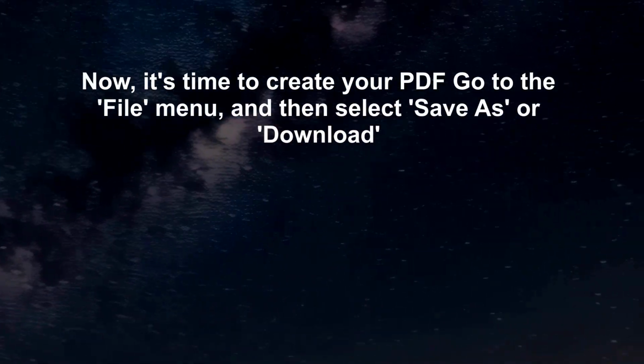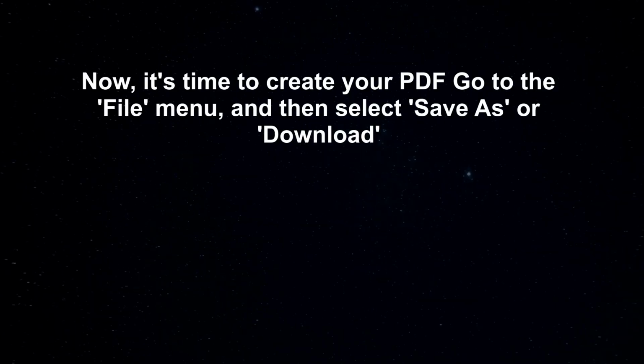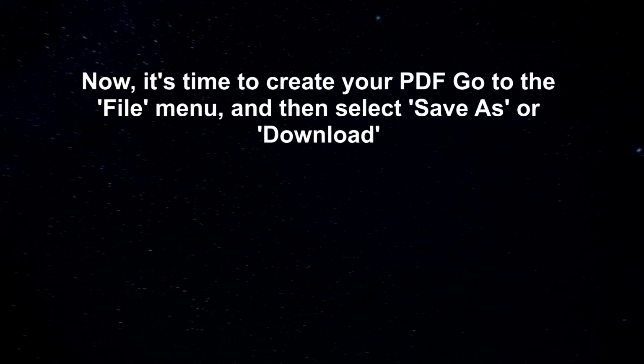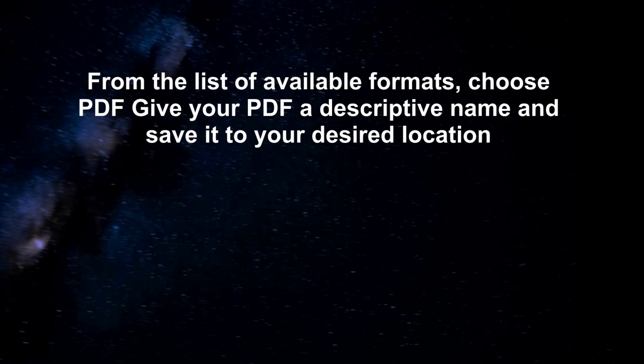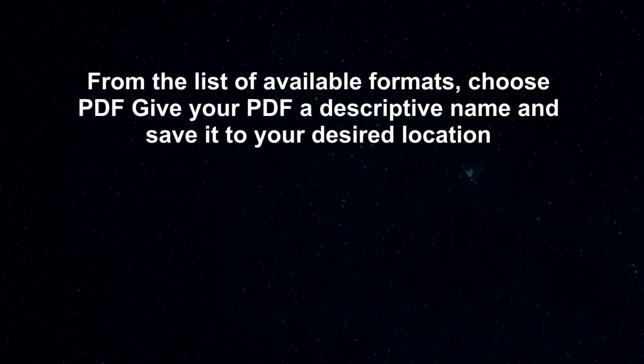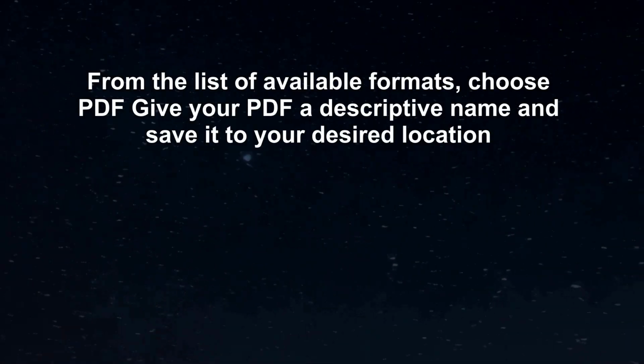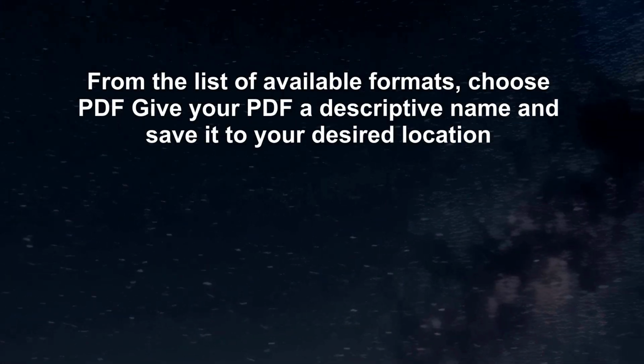Now it's time to create your PDF. Go to the File menu, and then select Save As or Download. From the list of available formats, choose PDF. Give your PDF a descriptive name, and save it to your desired location.